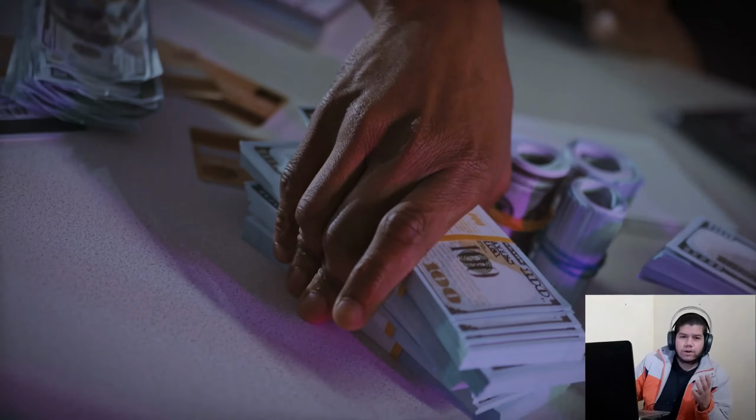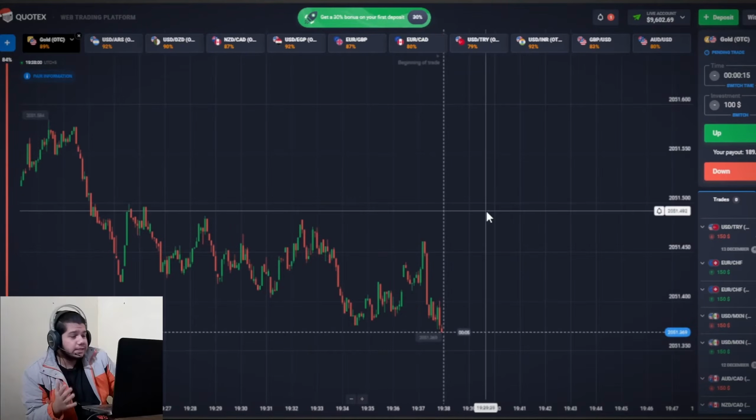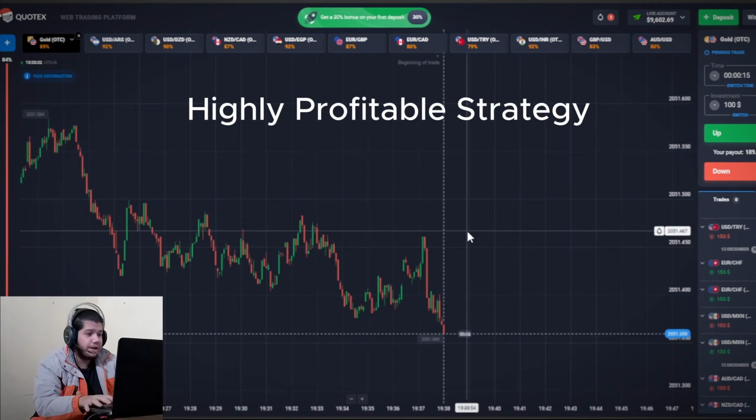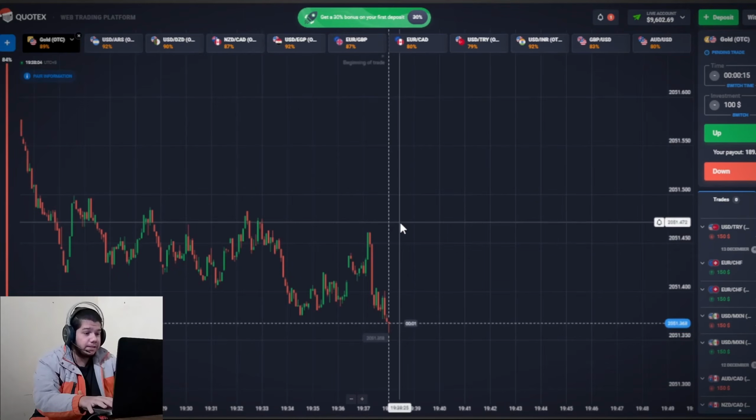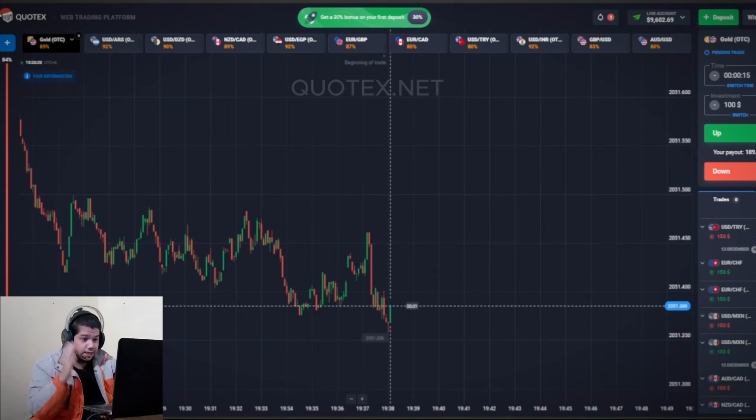Hey guys, do you want to grow your trading account like this on the screen? Let me tell you guys. Let me share the insights into my highly profitable trading strategy that has been generating significant returns. Get ready to unlock the financial success secret.